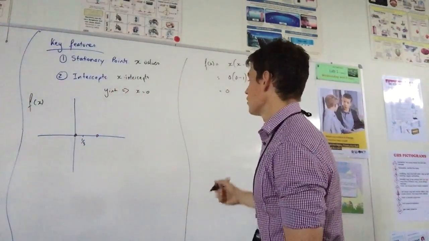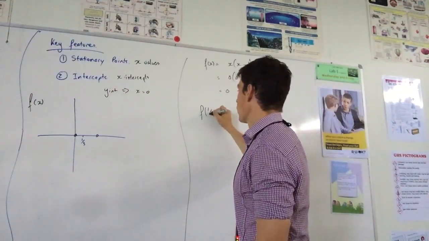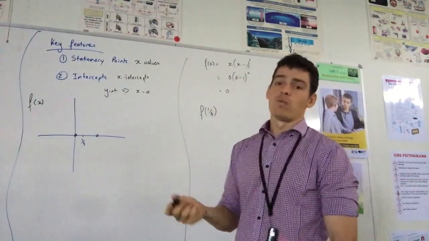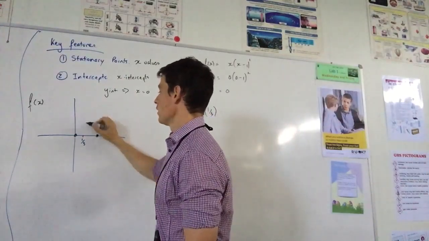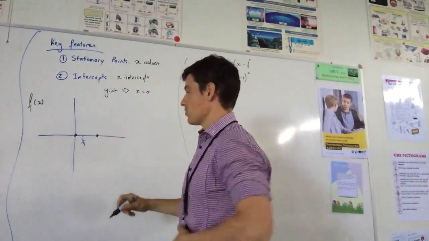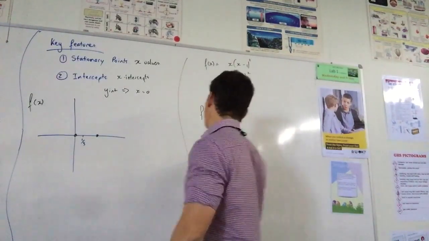Now the only key features we need to find are f of 1/3 and f of 1, but we already know f of 1 because that's an intercept. So the only point we really need to find is this point here, which we don't exactly know, but we can find out very quickly.